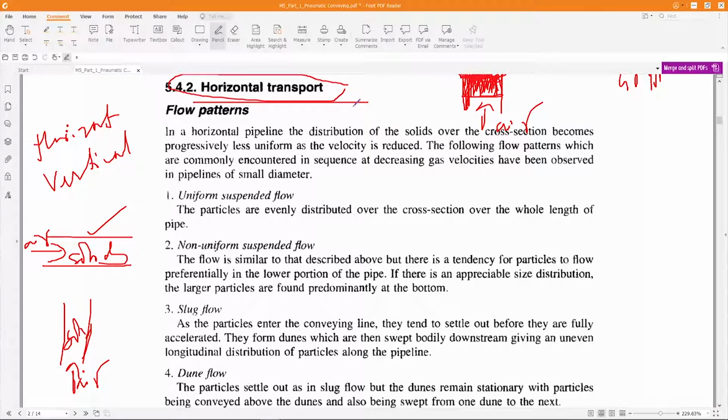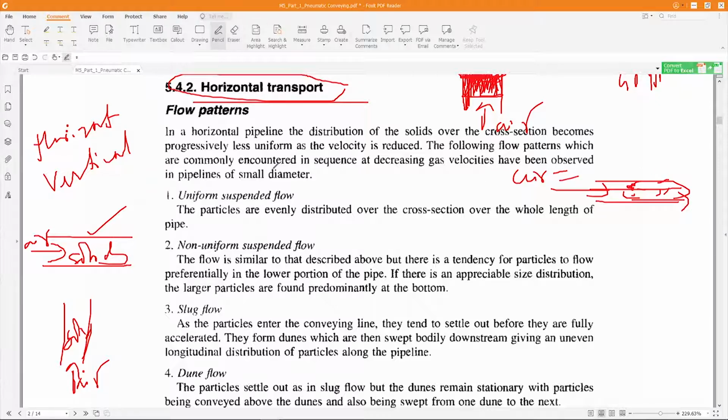In horizontal transport, suppose this is air, flowing with some velocity, and we have solids. Suppose the air is at very high velocity, so all the particles will flow with the air. But if you reduce the air's velocity, the velocity of the solid particles will also reduce. Then you can observe certain patterns called flow patterns. Let's discuss them one by one.